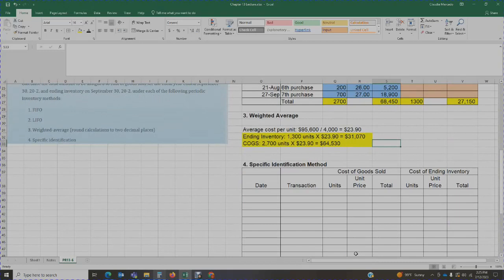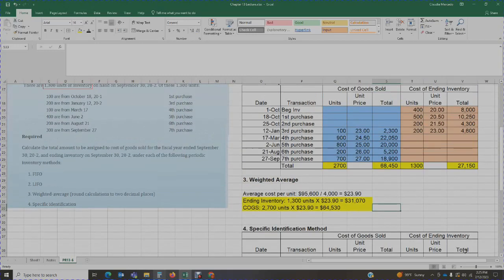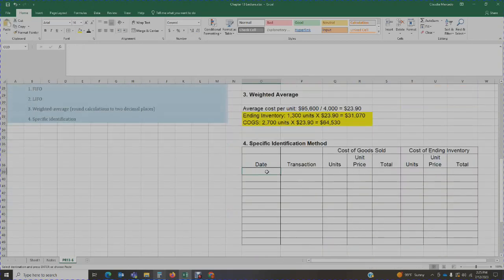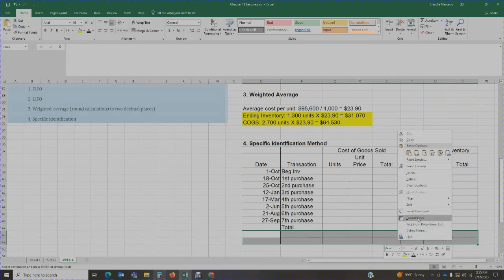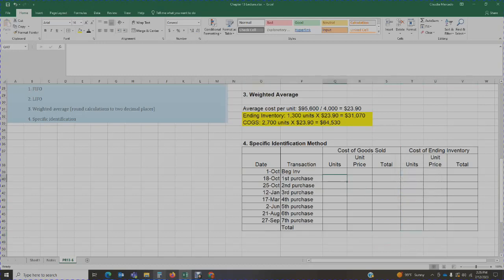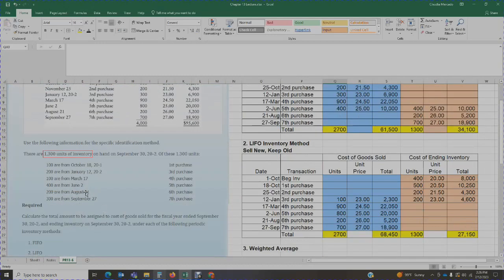Now we're going to proceed with the specific identification method. Once again, I'm going to copy this information over, that way I don't have to retype it. So for the specific identification, they provided us with this information. This is where it gets a little bit more complicated. So let's begin.